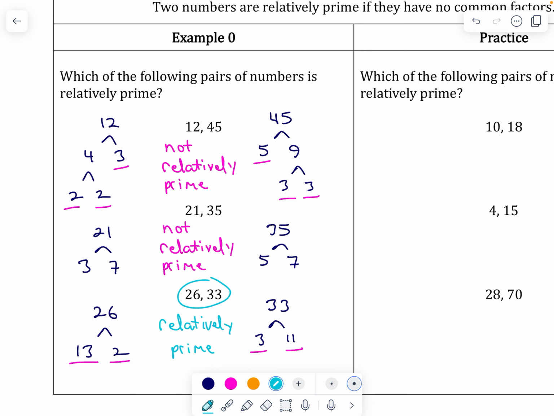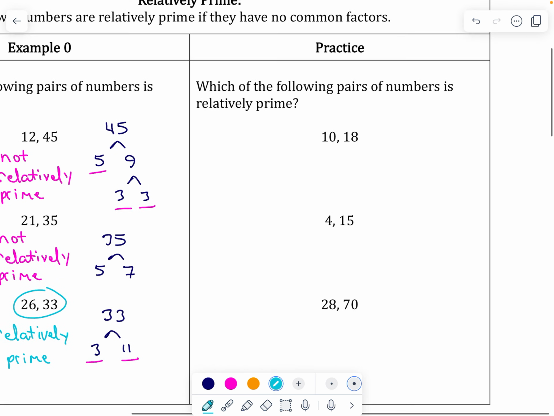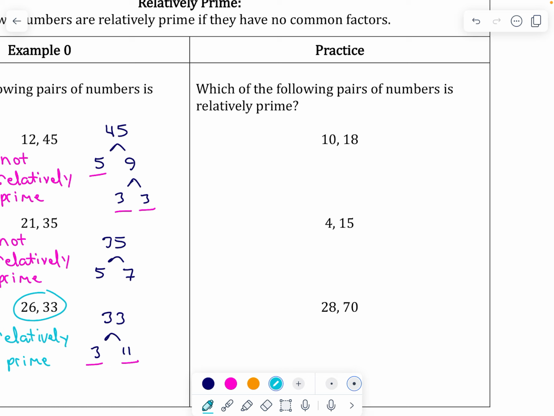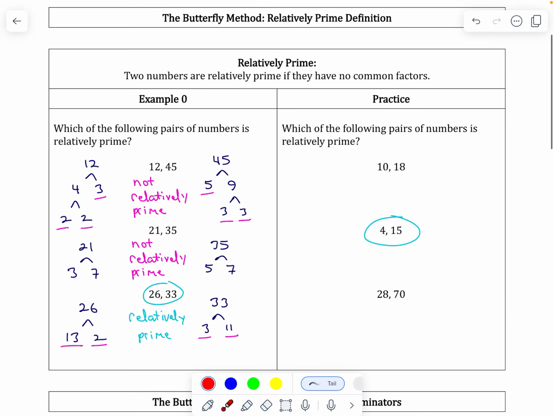Go ahead and pause the video and see if you can find which of the following 3 pairs of numbers are also relatively prime. If you said 4 and 15, you got it. Real quick, you can tell because 10 and 18 are both divisible by 2. 28 and 70 are both divisible by 7. However, 4 and 15 are not divisible by any of the same numbers.